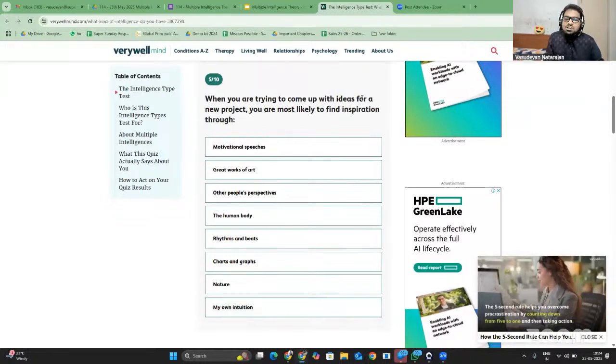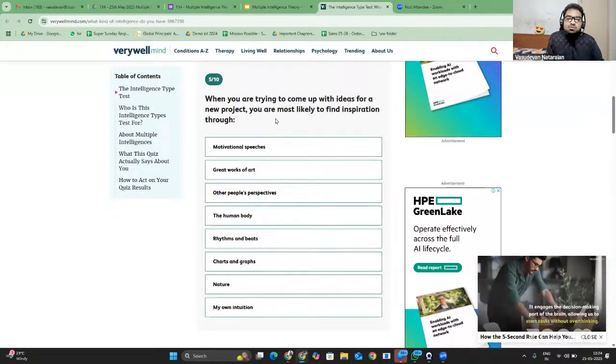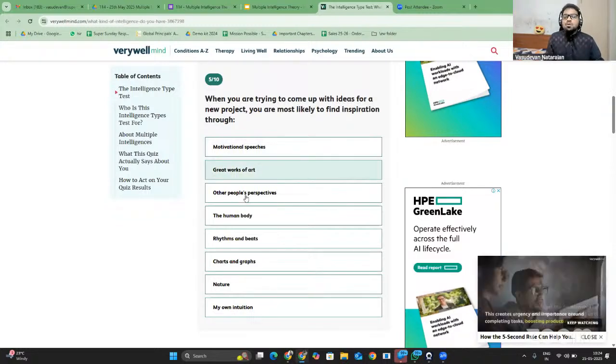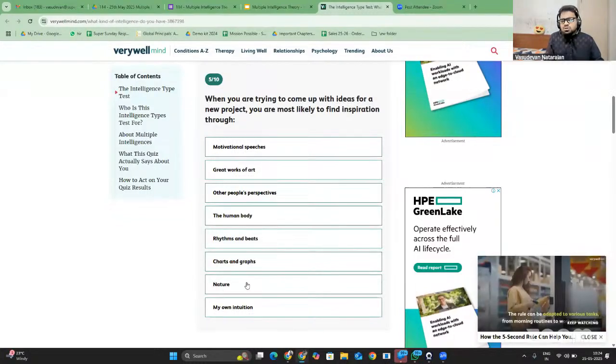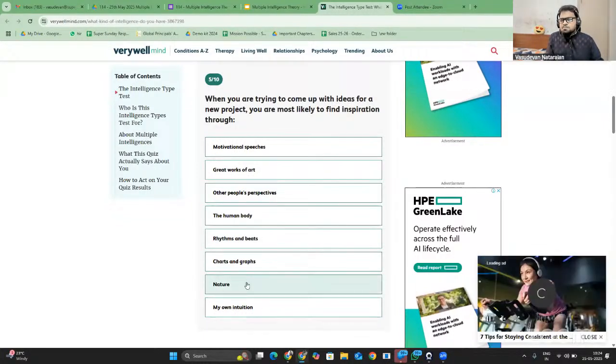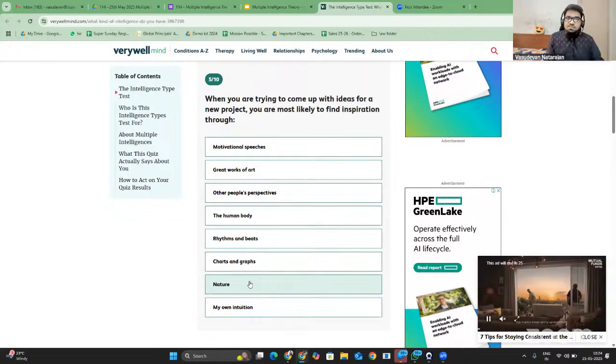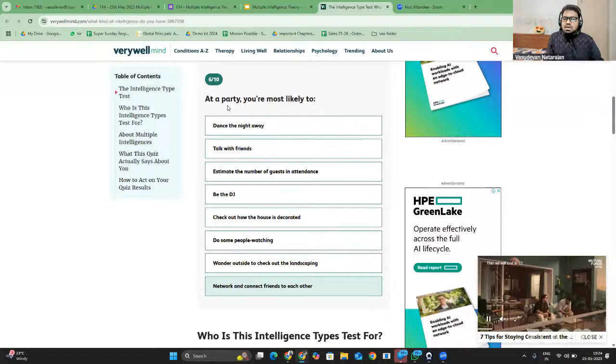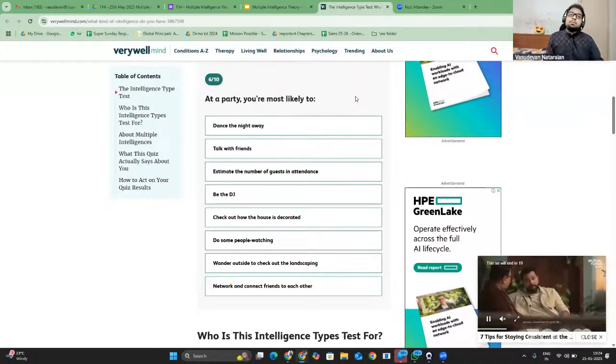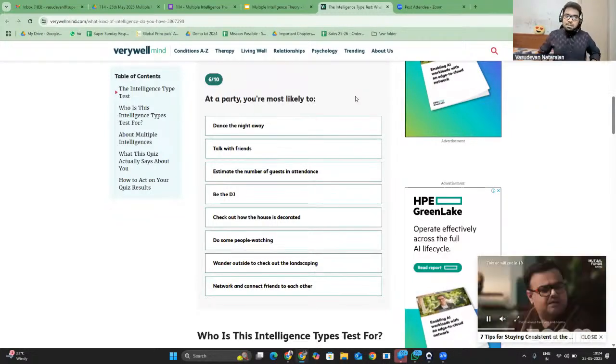When you're trying to come up with ideas for a new project, you're most likely to find inspiration through, okay, right now, ChatGPT, no doubt in that. Motivational speeches, great works of art. Oh, like that. Other people's perspective, the human body, rhythms and beats, charts and graphs, nature, my own intuition. I would prefer to go with nature. Most of the inspiration for an idea has always been through trees and flowers and whatnot. Nature.